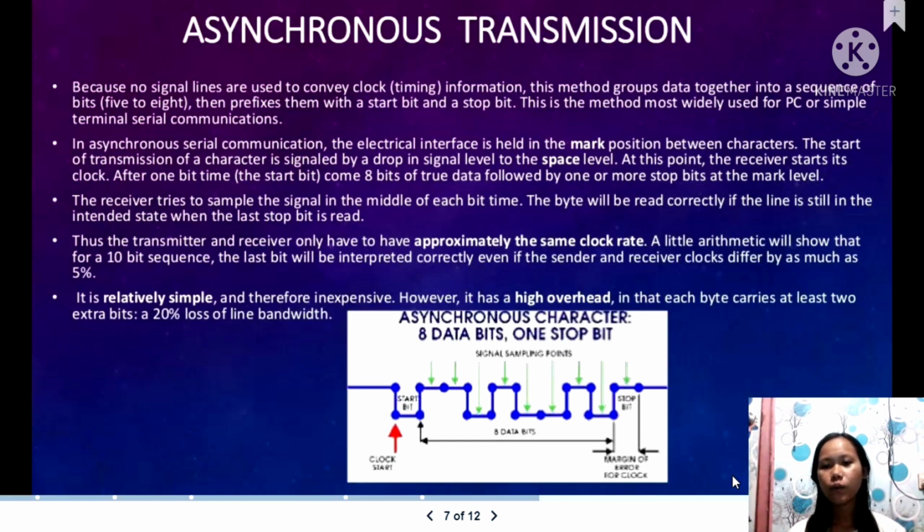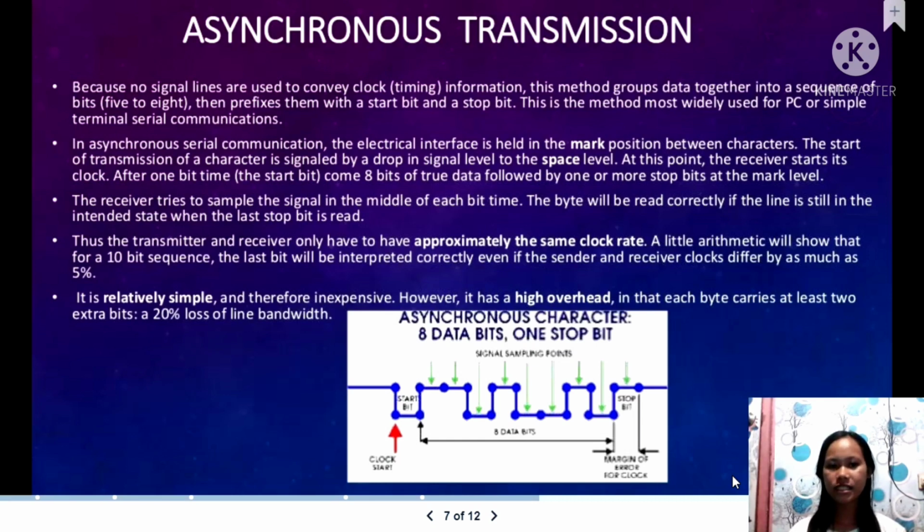The byte will be read correctly if the line is in the intended state when the last stop bit is read. Thus, the transmitter and receiver only have to have approximately the same clock rate. A little arithmetic will show that for a 10-bit sequence, the last bit will be interpreted correctly even if the sender and receiver clocks differ by as much as 5%.